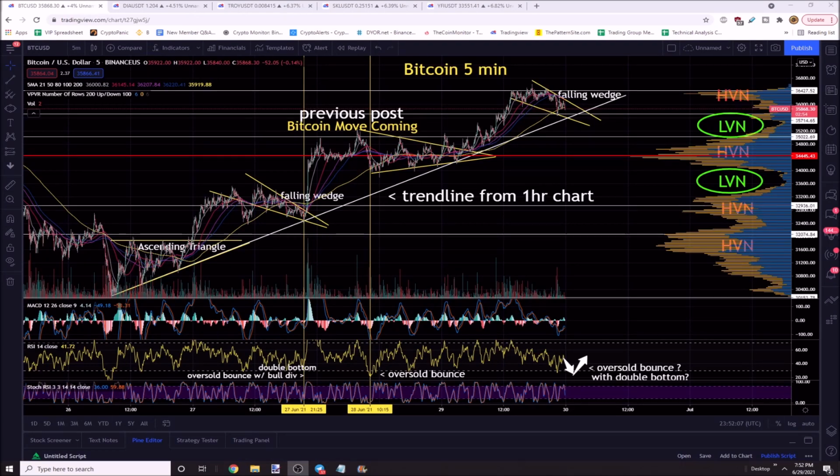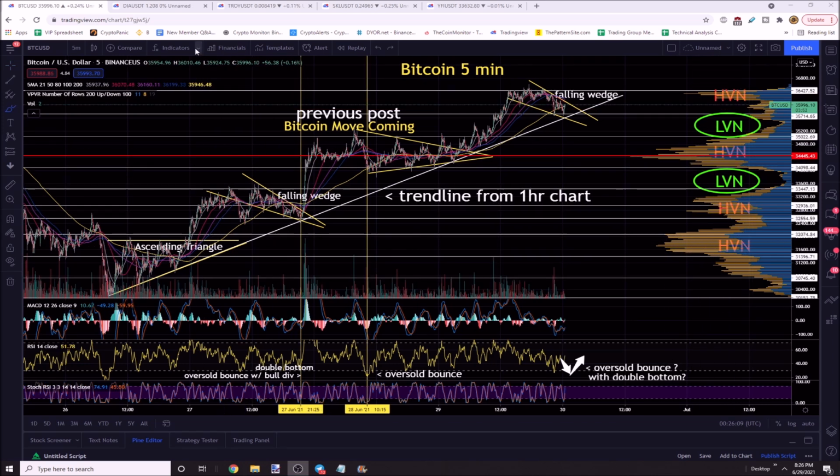The VPVR, so the volume profile visible range. This is the histogram over here on the right side, which shows you where all the price action is taking place. The volume profile takes each price point and tells us how many transactions occurred at these levels. The longer the bar, the more transactions that happened.